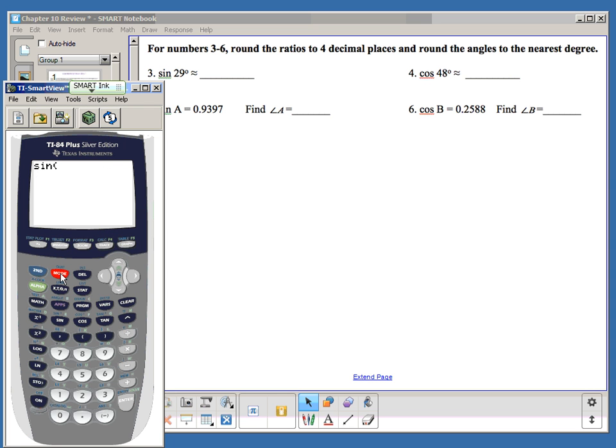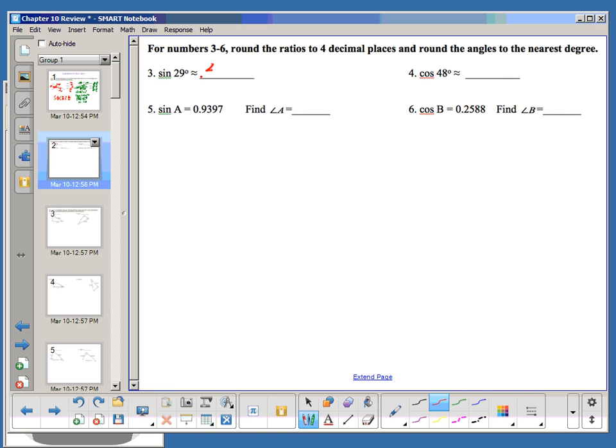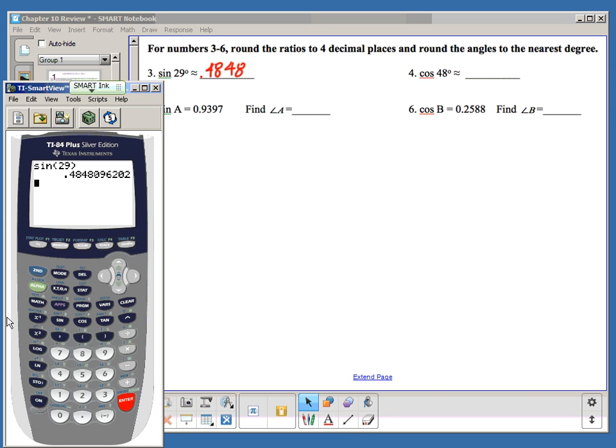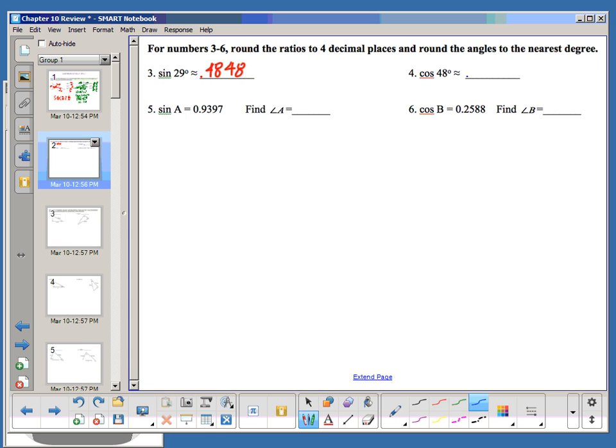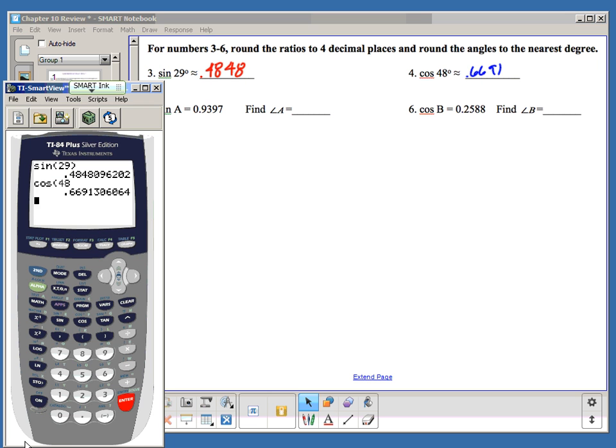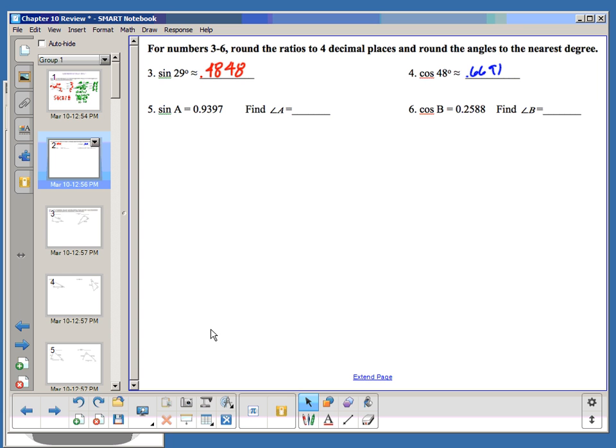Okay, so when I put something in for the sine function, I have to put a degree in. And so it looks like I have sine of 29, and that is 0.4848. And what that tells us is that's the ratio of the opposite and hypotenuse for every triangle that has this angle of 29 degrees. Right, so then same thing for cosine. I get 0.6691. And it's always good to bring those out to at least 4 decimals so we don't run into any rounding issues.